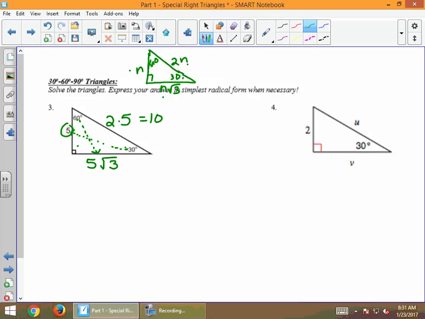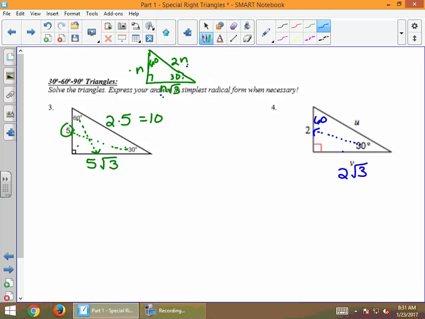Same thing with the number 4. We have a 30, 60, 90 right triangle. Start at your 30, go across. That's the side we want to start with. We have 2. You're literally just taking 2 and plugging it in for n in that diagram. So the side across from the 60, when you plug in 2, you just get 2 radical 3. Keep whatever your short side is, and you write radical 3 next to it.